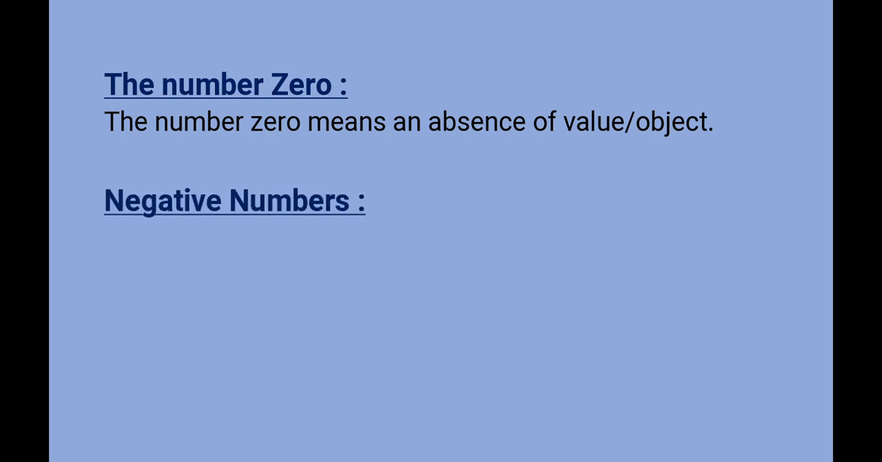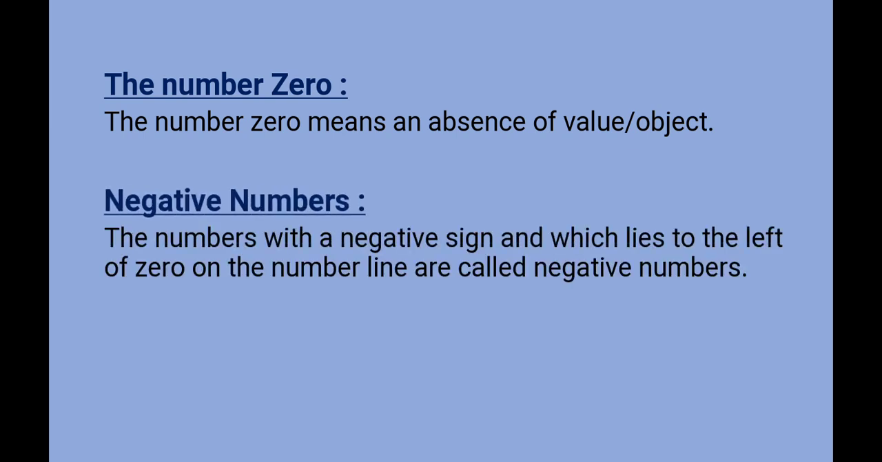Now move to the negative numbers. The numbers with a negative sign which lie to the left of 0 on the number line are called negative numbers. If we put a minus sign just before the positive number, or you can say natural number, we get the collection of negative numbers. It is represented on the number line just to the left side of 0. That is -1, -2, -3, -4 onwards. All these are the negative numbers.